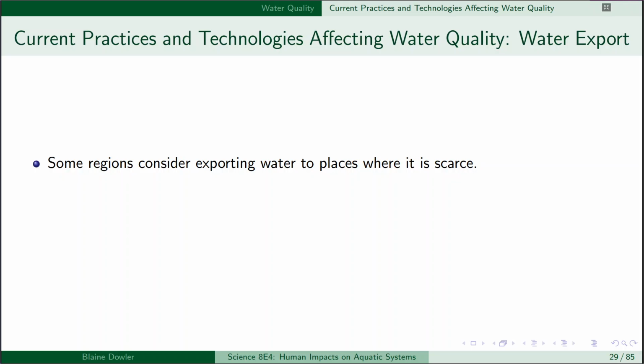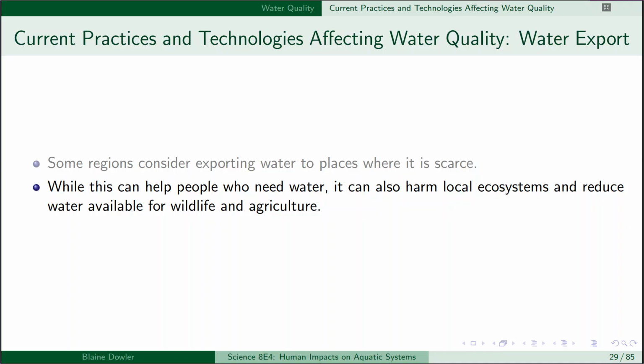Water export. Some regions consider exporting water to places where it is scarce. While this can help people who need water, it can also harm local ecosystems and reduce water available for wildlife and agriculture.